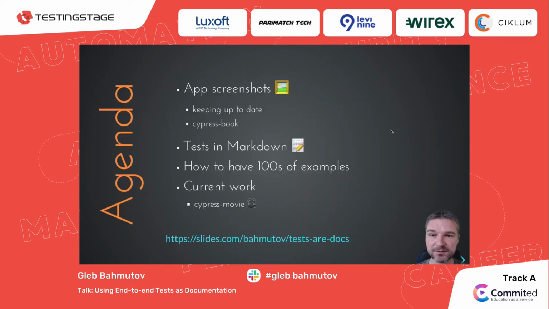In this presentation, I want to talk about something that not many people think about. How do we update application screenshots and keep them up to date? And I'll show how I do it using a project I call Cypress Book. I argue that writing tests in Markdown actually makes a lot of sense, especially if you want to have a lot of examples of your application or, in this case, Cypress in action, and then I'll discuss my current work for creating movies out of tests, a project I call Cypress Movie.